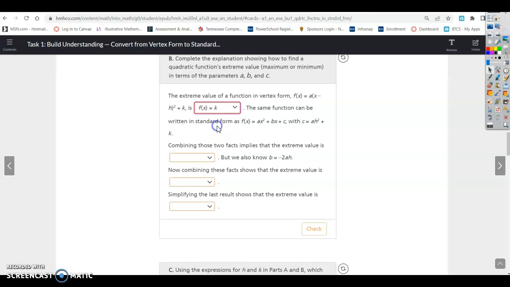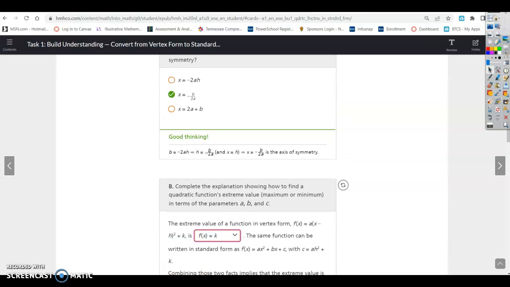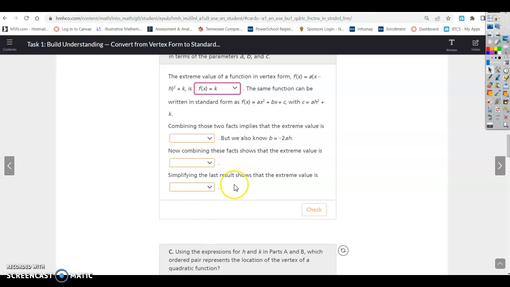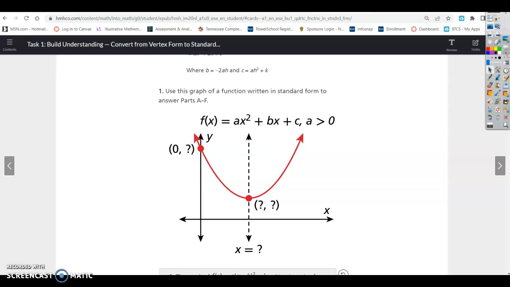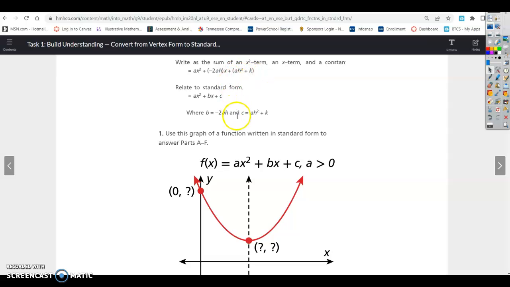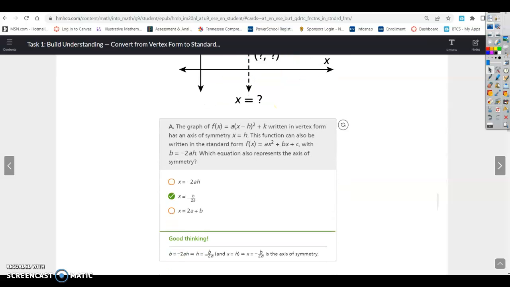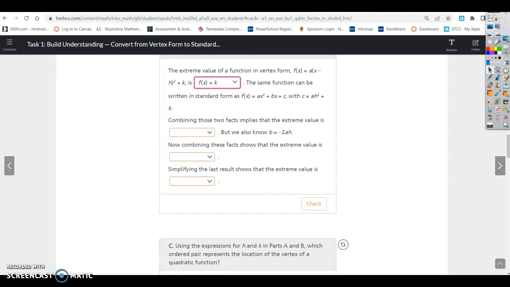So we know that the k value is your max or min. Remember, up here we were looking for the h. That was our axis of symmetry, and the k value is your maximum or minimum value. So the same function can be written in standard form as f of x equals ax squared plus bx plus c, with c equals a h squared plus k. And again, remember that came from right here. We said that c equals this when we simplified this expression. This is just the general form, but it's going to work for all equations.